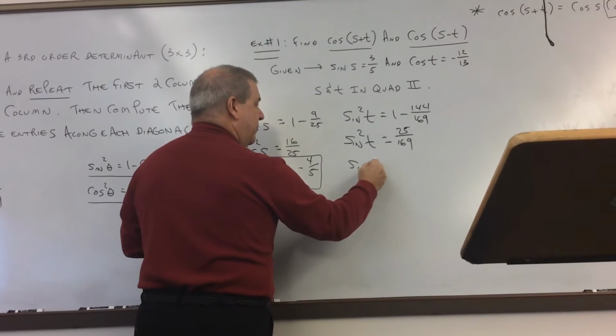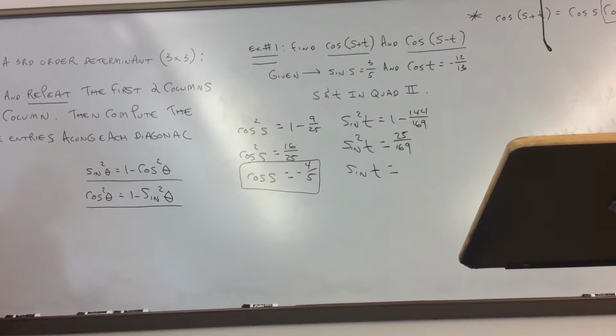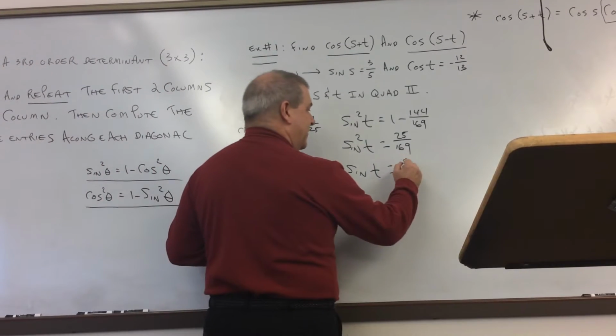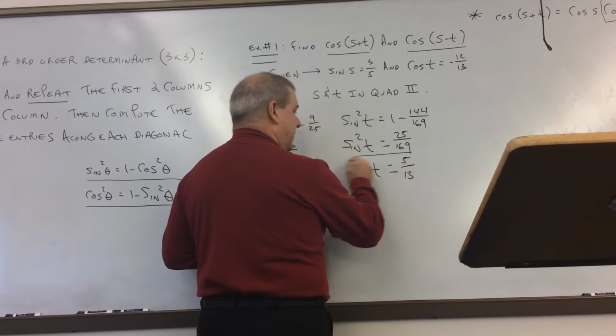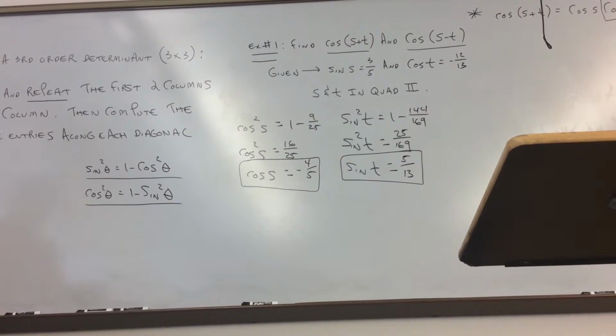And take the square root of both sides of these. What's that gonna be? Mike? 5/13. Positive, right? The sign's positive in the second quadrant. Now, does anyone have a question on that?